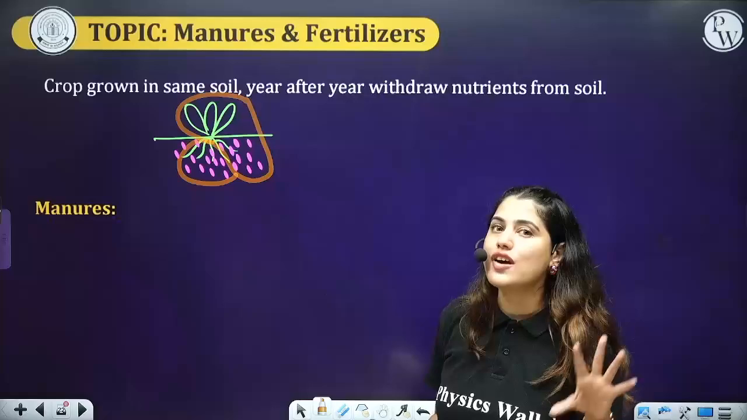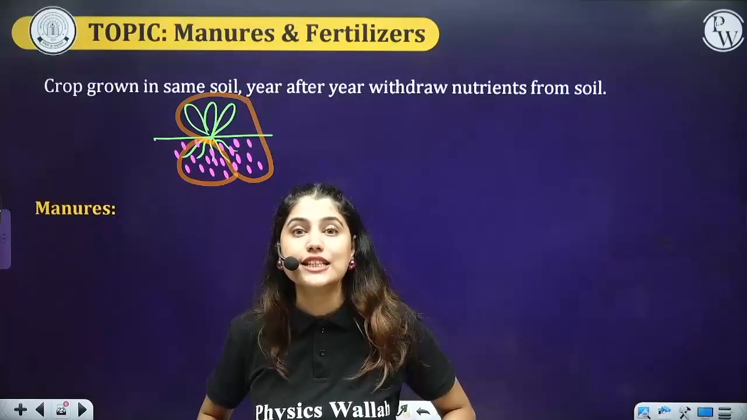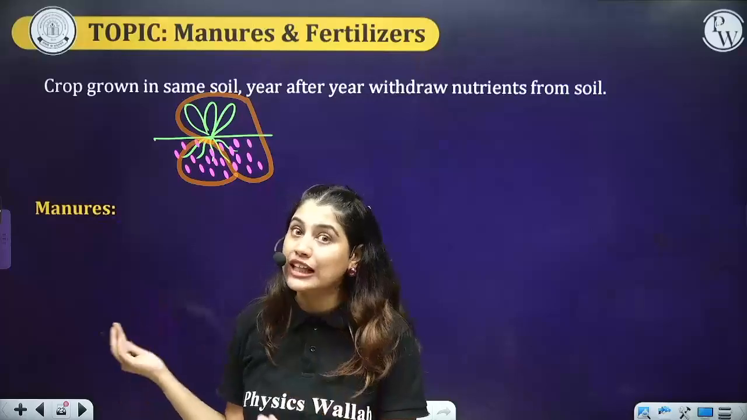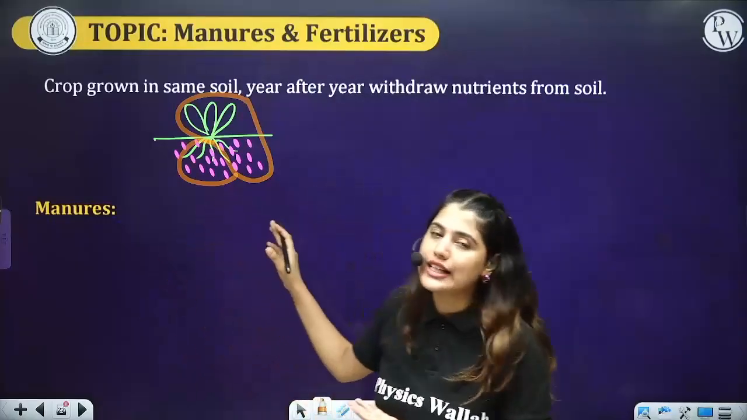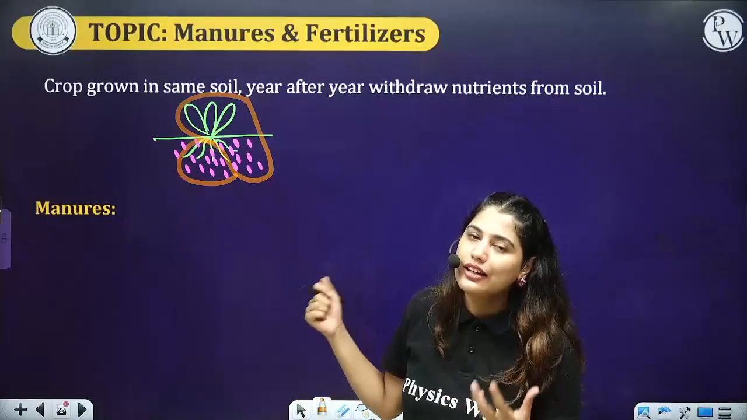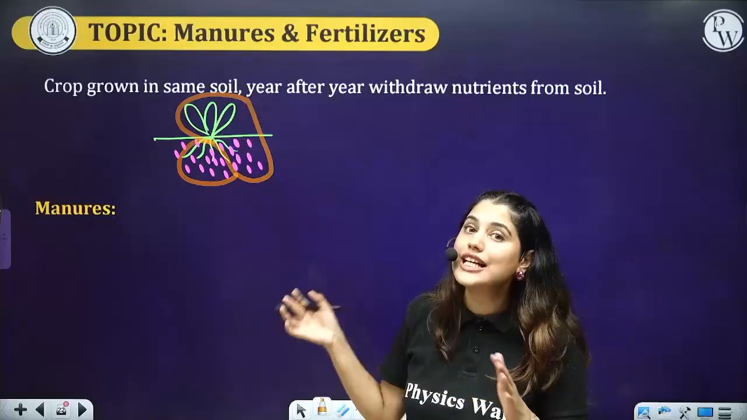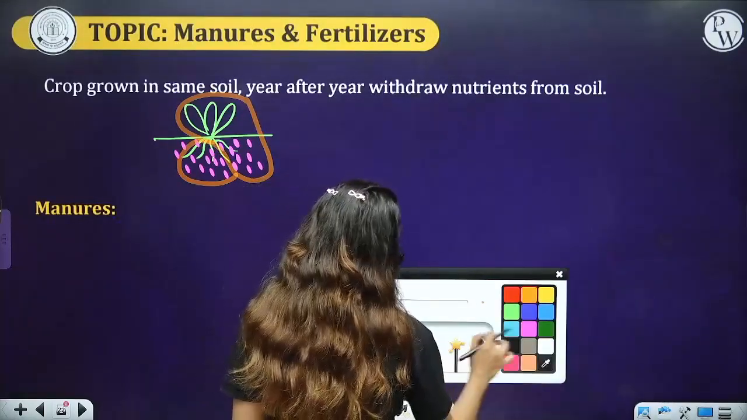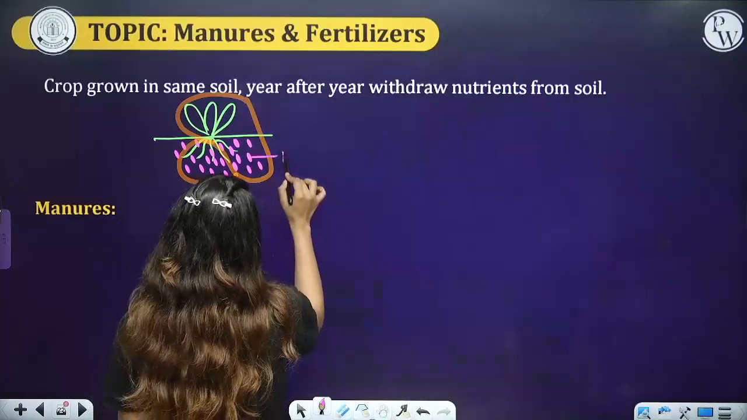So basically manures and fertilizers are the substances which will provide the nutrients for the growth of the plant. You have seen nutrients are required, and if these nutrients are being taken away by the plants again and again, then yes, we have to supply them. So basically the pink colored thing which I have drawn is nothing but the nutrients.